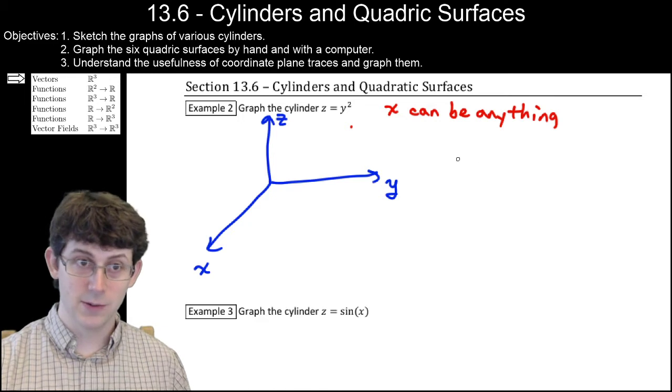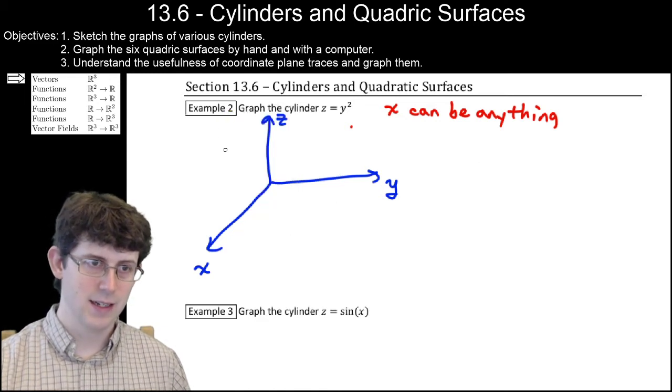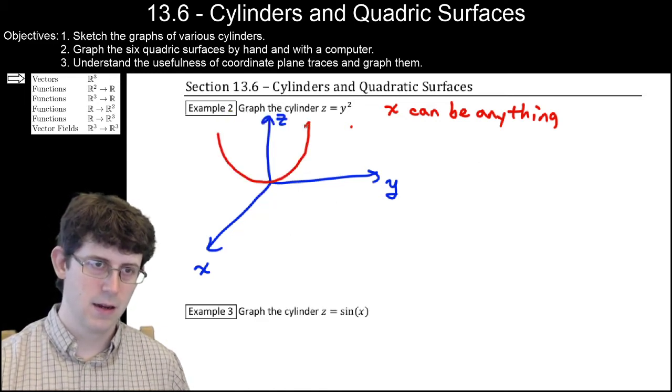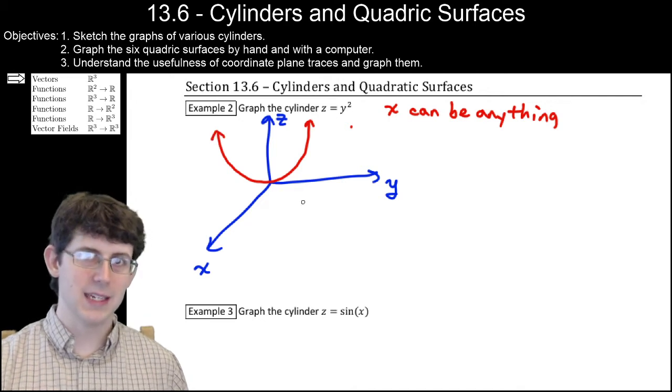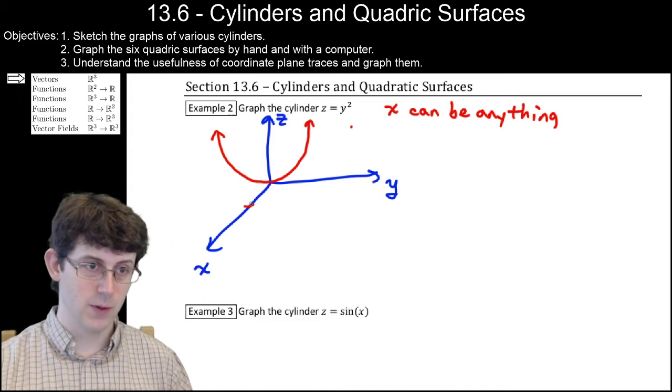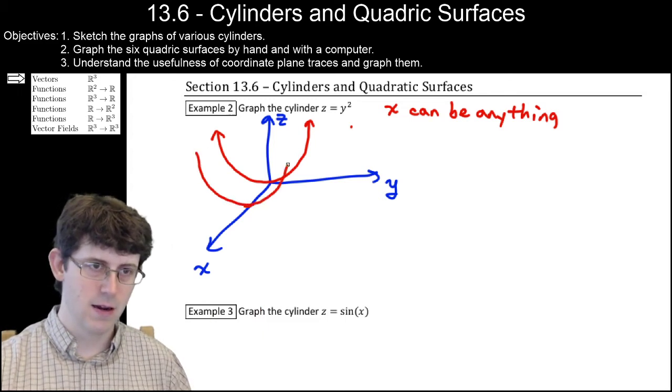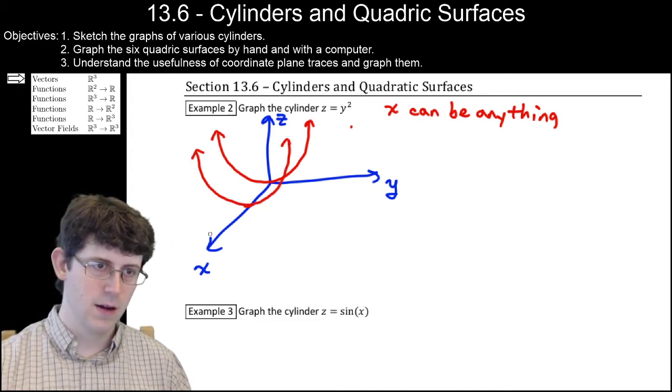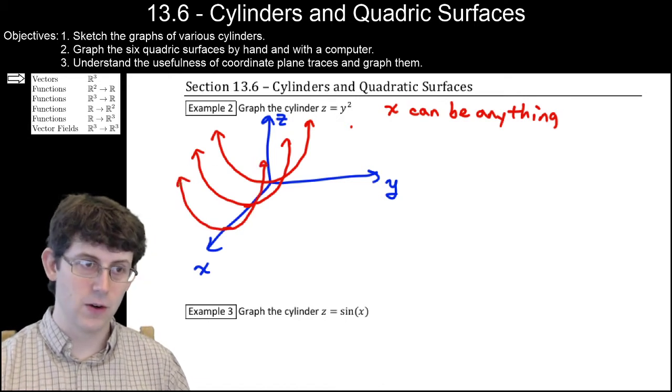Let's start with x equals 0. Z equals y squared is a parabola. But then we take that parabola and we put it at every x coordinate. So we'll have one here, and one here, and then connect the corresponding points.